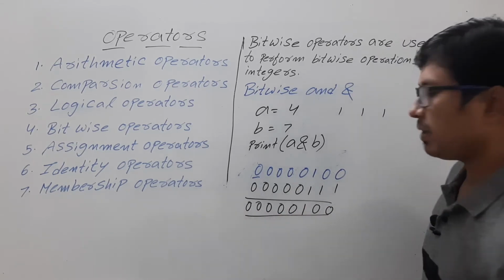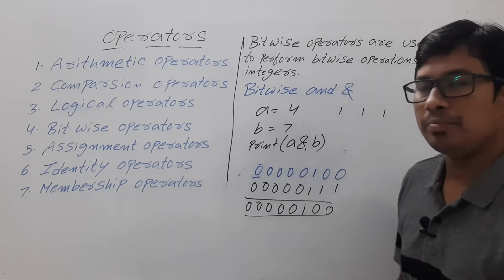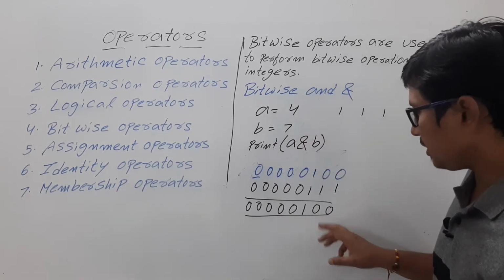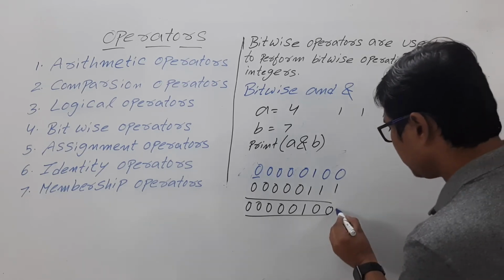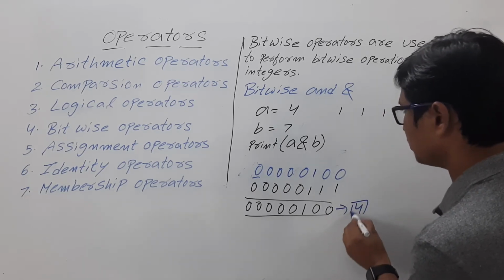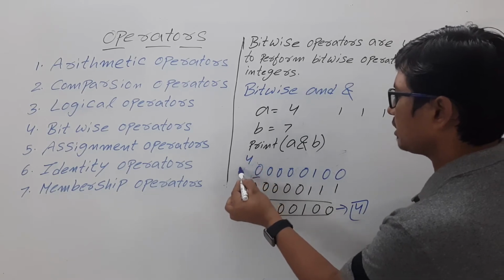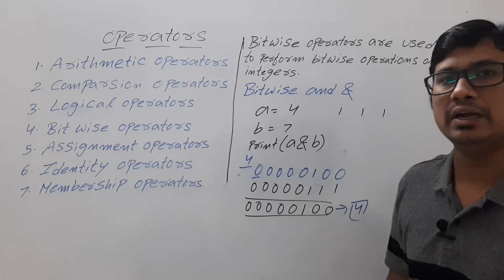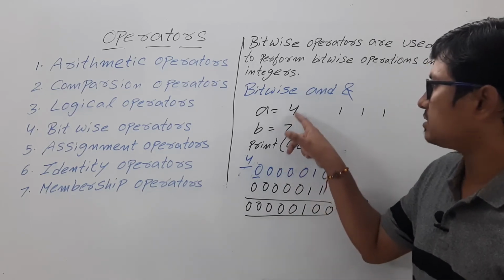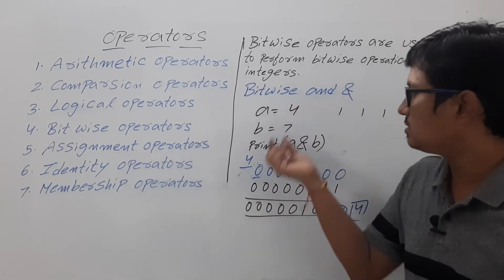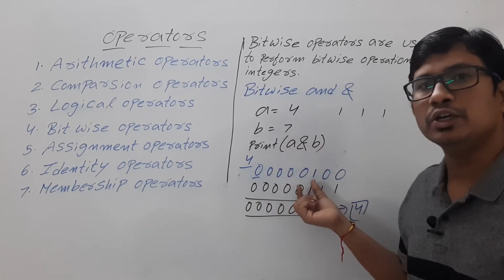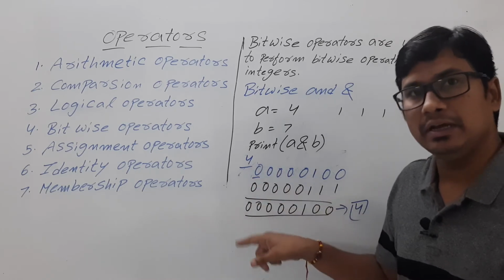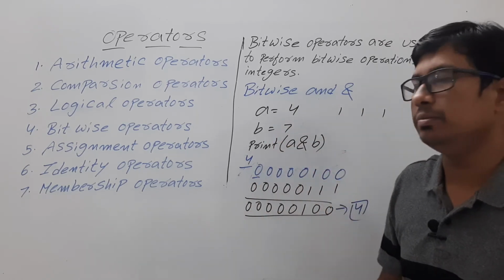So, if you perform the bitwise AND operation between 4 and 7, we get this number. If you convert it into a decimal number, you will get the value 4. So, if you print it, you will get the value 4 here. This is the way the bitwise AND operator works. As I said, it works on integers. The given integer is converted into a binary number, and on that binary number, the corresponding bitwise operation is performed bit by bit.